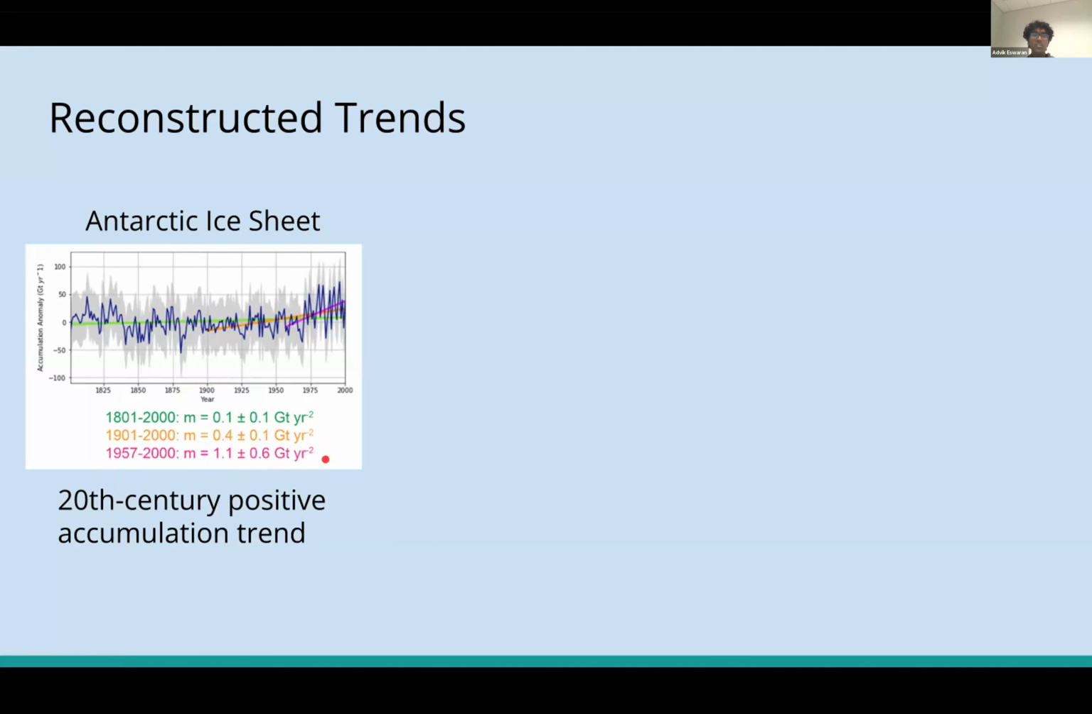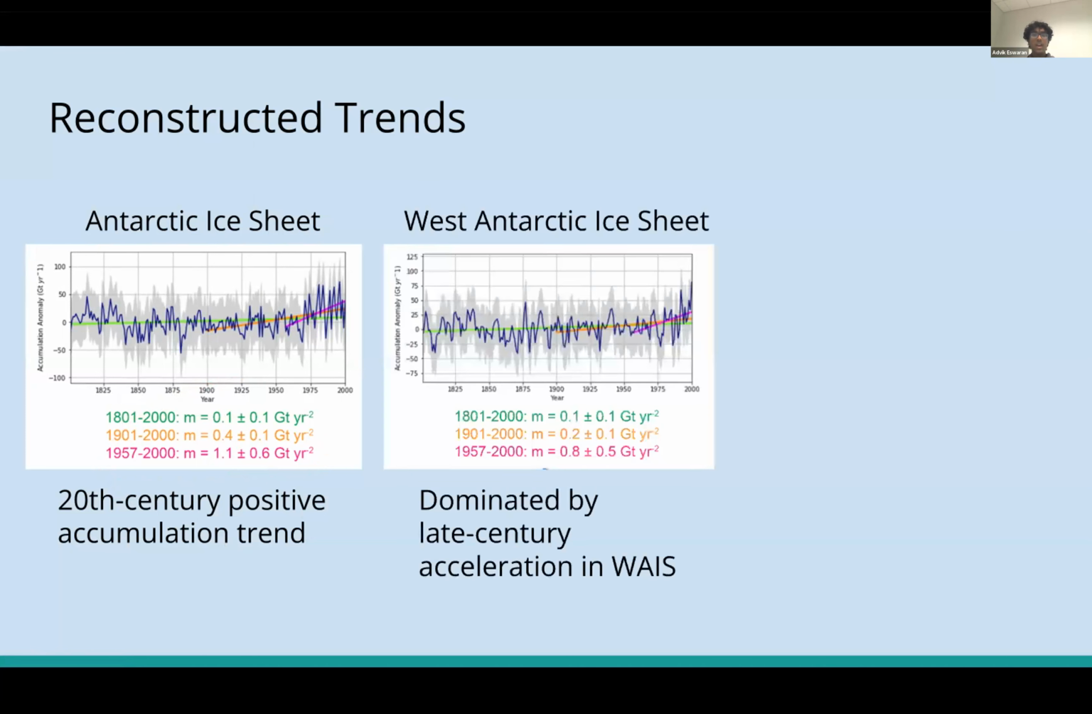And now we want to break this down into the regional components. First we look at West Antarctica. And we can see that the positive accumulation trend over Antarctica at large is dominated by the trend in West Antarctica. To be more specific, it's this late century acceleration of increasing snowfall that's driving the positive accumulation trend.